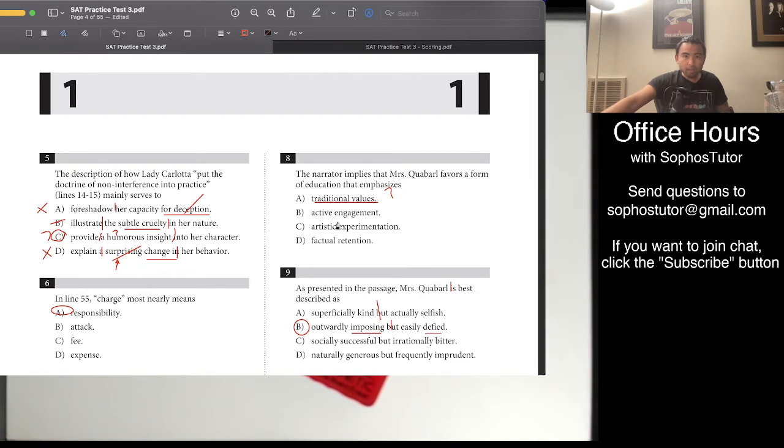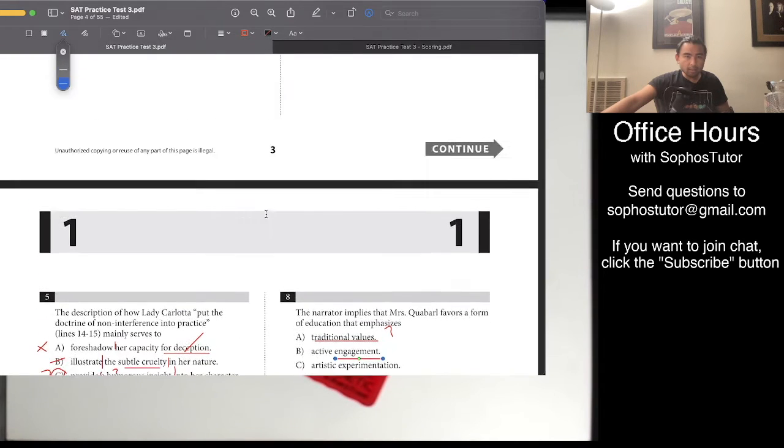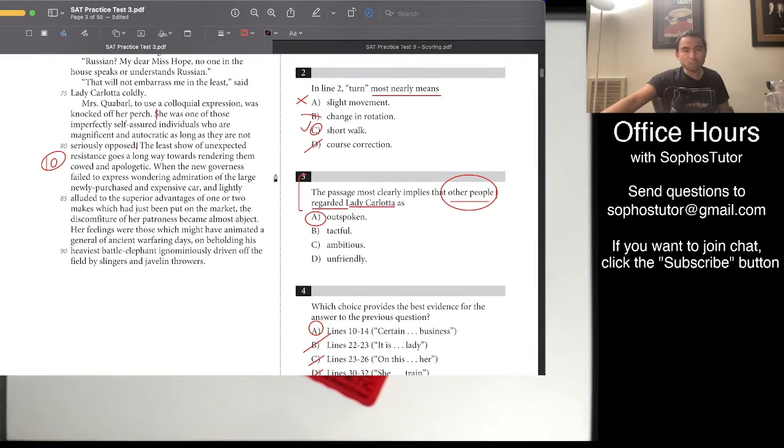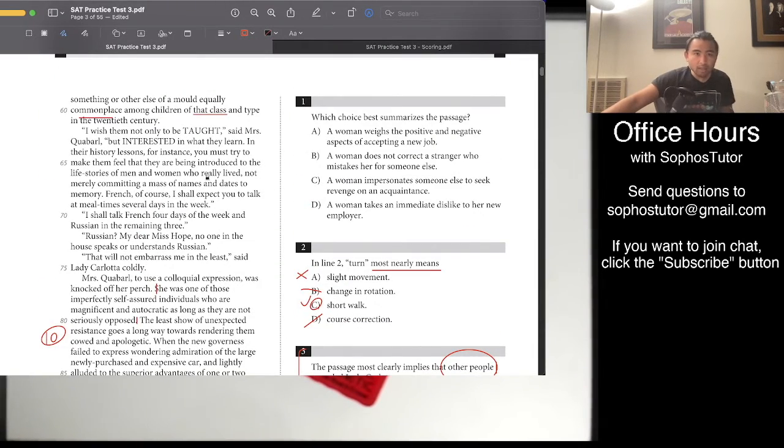Okay. Emphasizes active engagement. Now, this could be interesting. Let's go back and make sure about engagement and making sure that they're active. Interested in what they learn. That would imply, if they're interested, that they could be active. I'm not ready to say that that's the correct answer, but interest, I think, would imply some sort of participation. But it seems to be more focused on feeling. Feel that they are being introduced to life stories of men and women who really lived. Not merely committing a mass of names and dates.